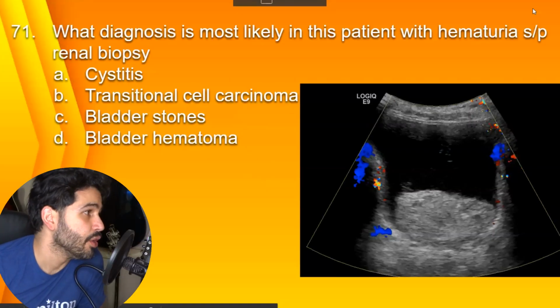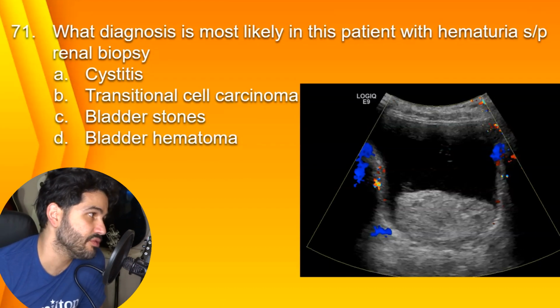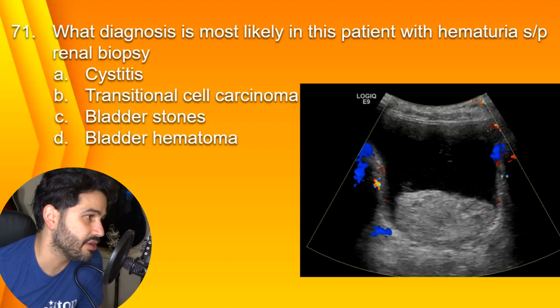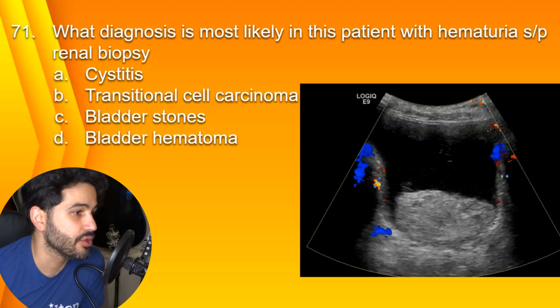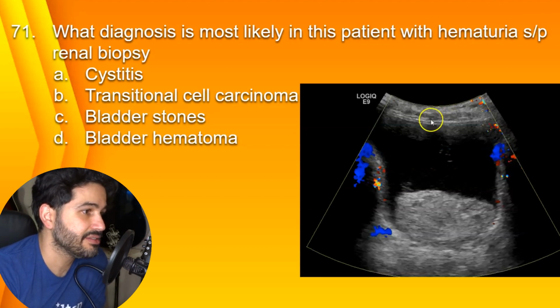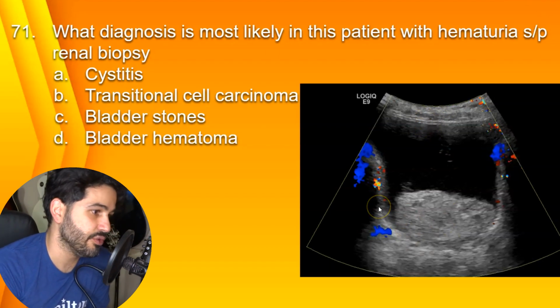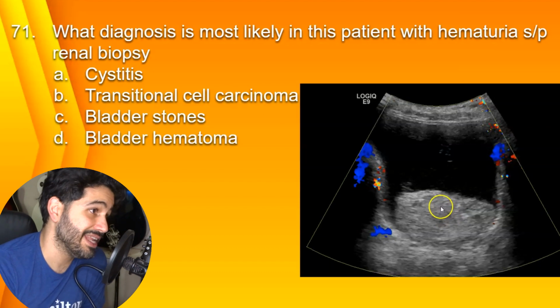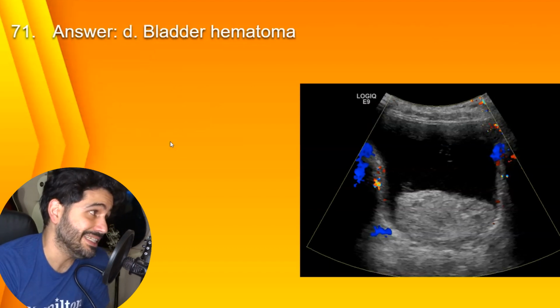So question 71. What diagnosis is most likely in this patient with hematuria, status post-renal biopsy? A. Cystitis. B. Transitional cell carcinoma. C. Bladder stones. Or D. Bladder hematoma. All right, so I don't see any bladder wall thickening to suggest cystitis. Transitional cell carcinoma would be a tumor of the urinary bladder wall, but this person did have a renal biopsy. So bladder hematoma would be your best guess. So answer is D, bladder hematoma.